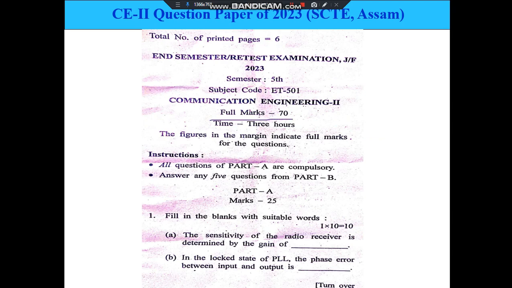Communication Engineering, duration is 3 hours. So there are two parts, part A and part B. Part A is 25 marks and part B is 45 marks. Part A is totally short-mark questions. There are three questions, 1 to 3. One is filling the blanks with suitable examples. There are 10 questions. In the next slide we will describe them one by one.